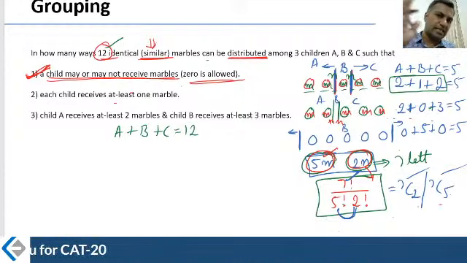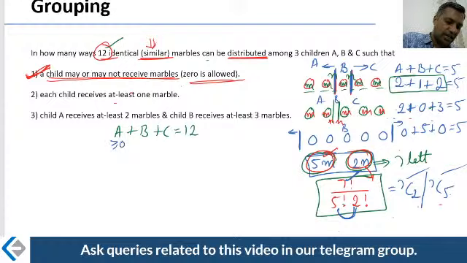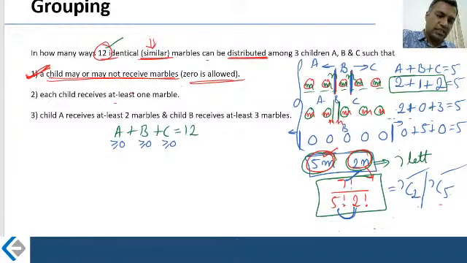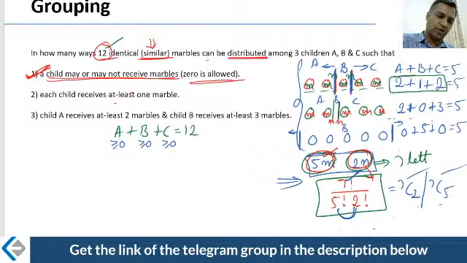A plus B plus C is equal to 12. A child may or may not get a marble, which means, can A get 0? Yes, that condition is important. B also can get 0. C also can get 0. The concept that you discussed works if they are allowed to get 0. If they are not allowed to get 0, this concept does not work. Don't worry, I will explain that in the second question.